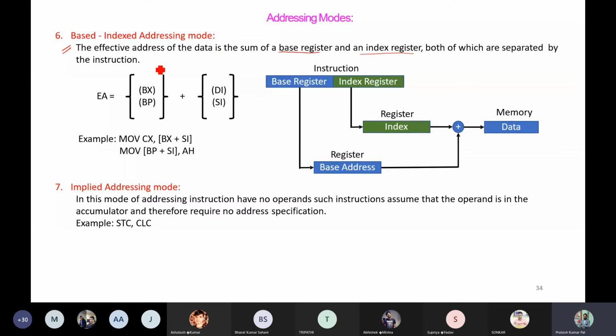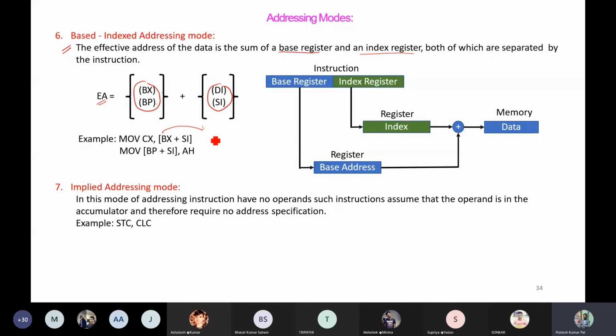So this is called based indexed addressing mode. Here it is written move cx comma, so the memory location's effective address is indicated by any of the pairs: bx with si, bx with di, bp with di, and bp with si. So there are 4 different combinations, and we can consider any of them. The effective address will be the addition of bx and si, or any combination. So this is your effective address.